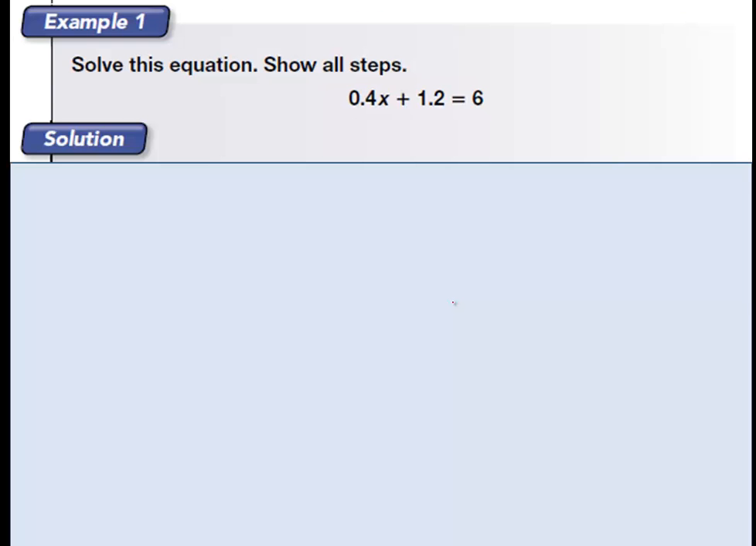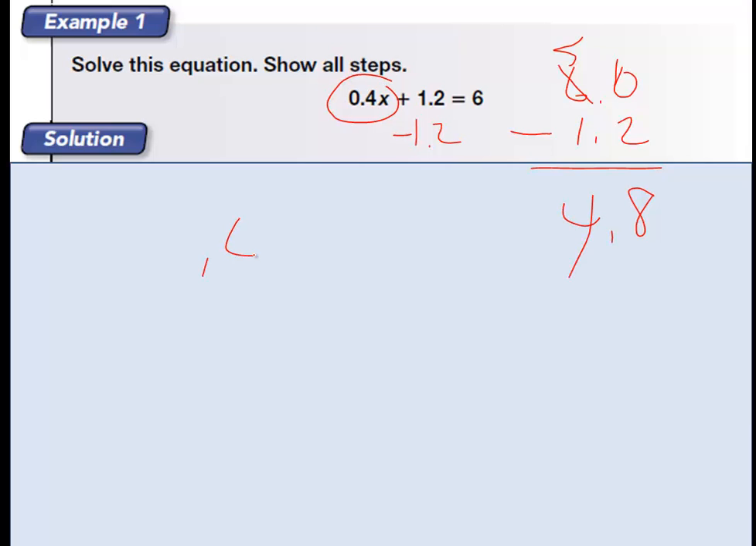Let's see if we can do another one. I'll do another one for you, and then we'll have you do one and practice a couple on your own. First, we've got a variable right here, so we're going to save that for last. We've got to move our 1.2 to the other side and do the same thing on both sides. Because it's being added, we're going to subtract 1.2. So we have to take 6 minus 1.2. That's going to be 4.8. So 0.4x equals 4.8.